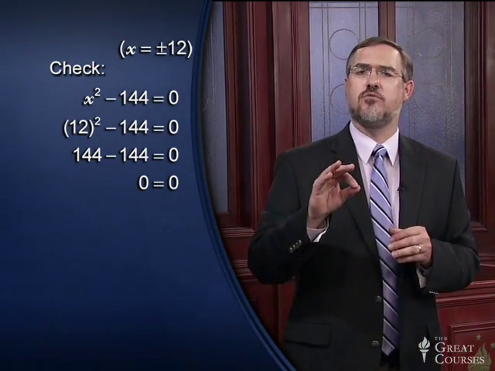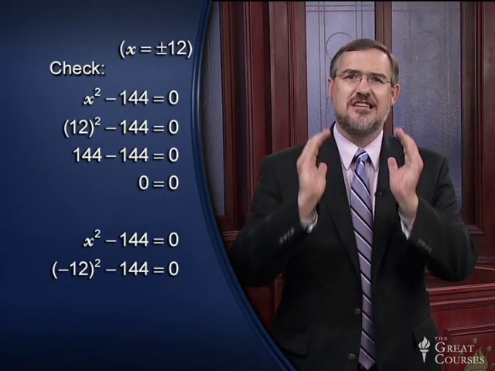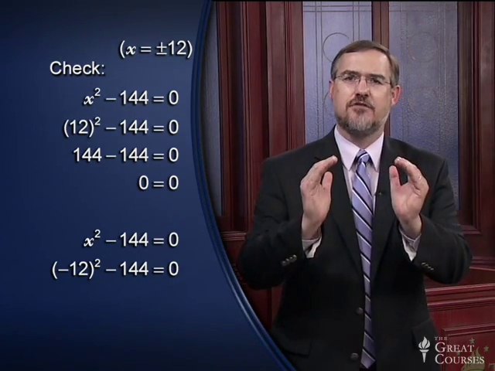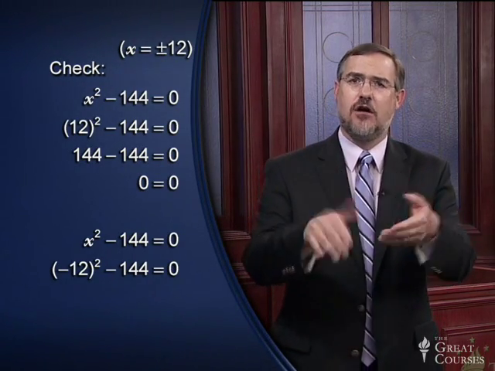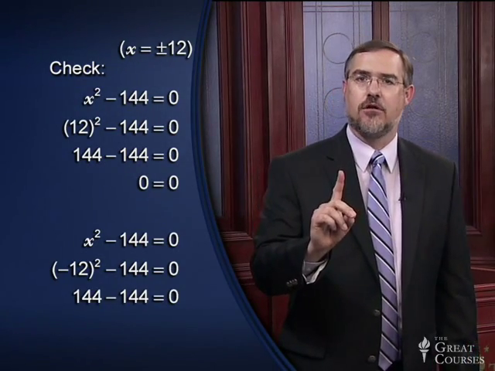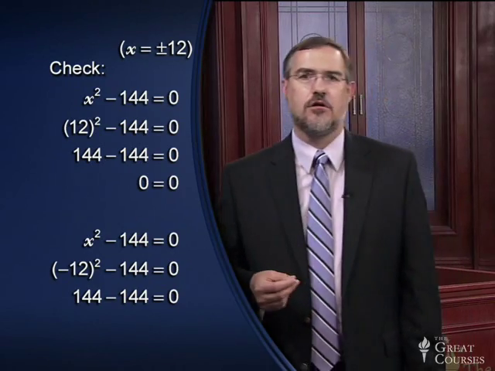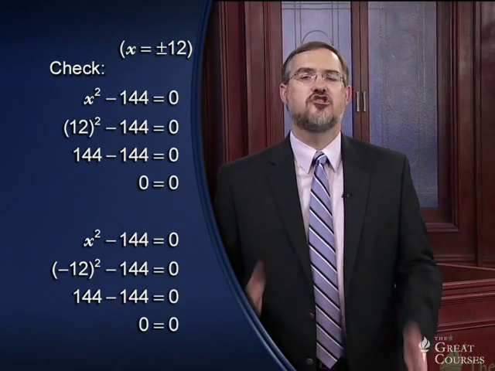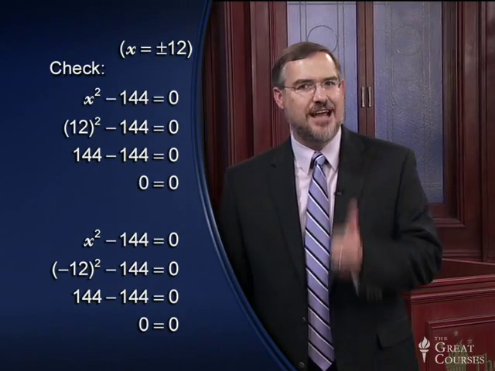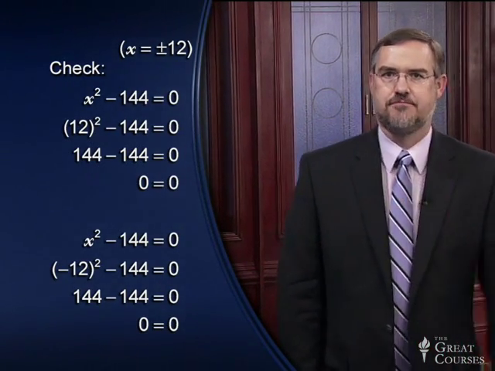Let's try the negative 12. I'm going to plug negative 12 in for x, and now I see that the negative 12 is being squared. And when I do that, negative 12 squared is negative 12 times negative 12, which is positive 144. So I have 144 minus 144, which equals 0. So that equation is also true. And therefore, x equals negative 12, along with x equals 12, is a solution.